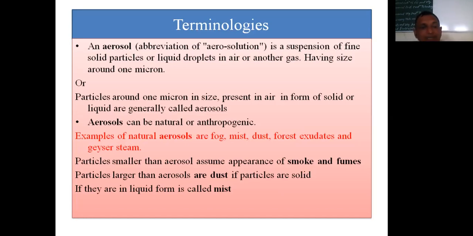Particles larger than aerosols, म्हणजे 1 micron पेक्षा जर जास्त त्यांची साईज असेल तर त्यांना काय म्हणायचं? डस्ट. If it is present in the form of liquid form, it is called as mist. जर ही particles larger than the aerosols असतील आणि ती liquid च्या फॉर्म मध्ये असेल तर it is called as mist.